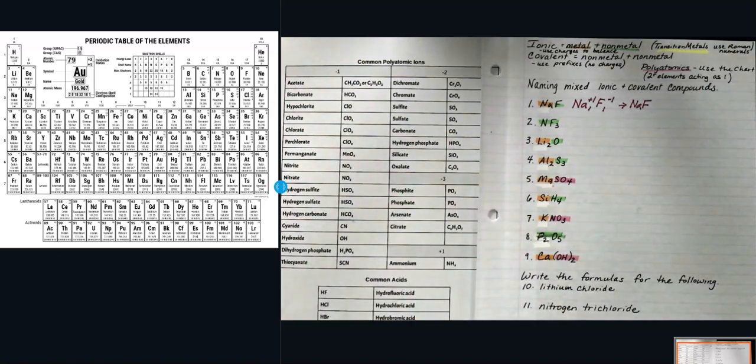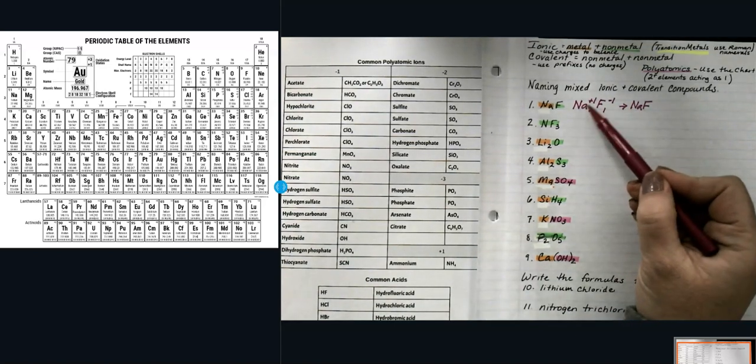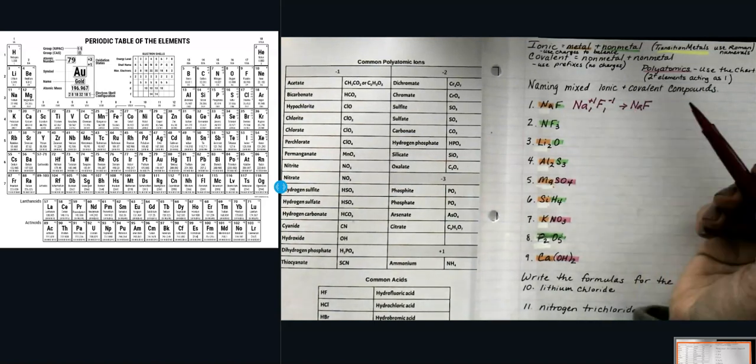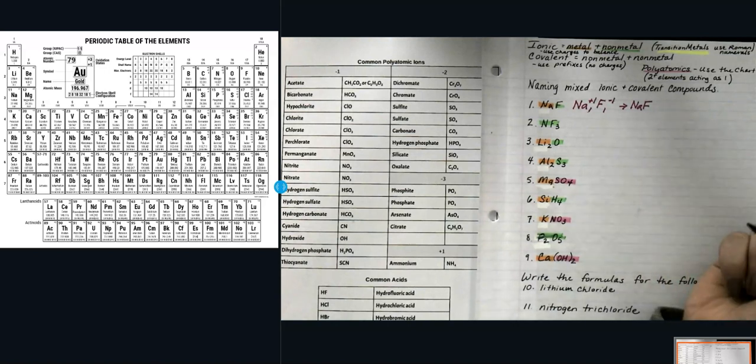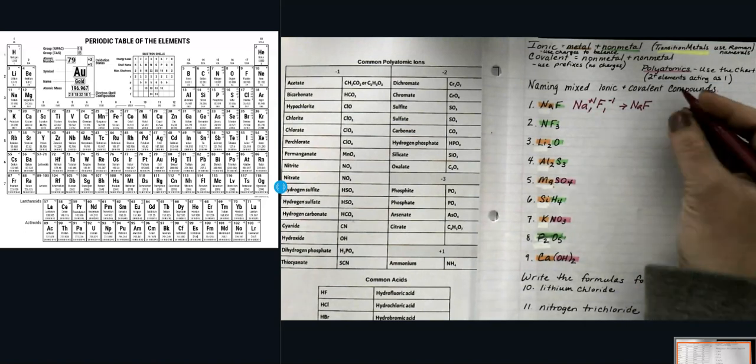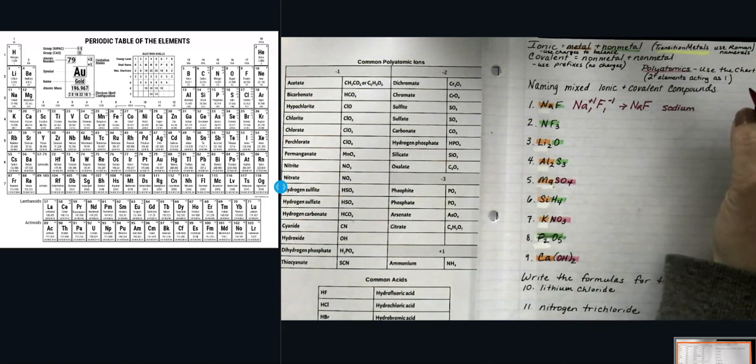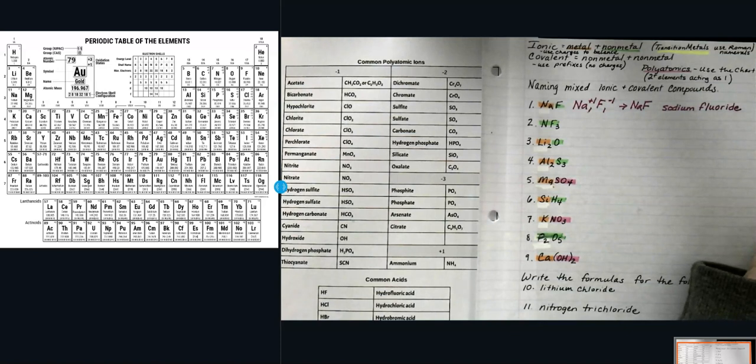So number 1, we have already shown how we balance this. So sodium has a charge of +1. We got that because it's in the first column on the periodic table. Fluorine has a -1. We just cross those numbers and it becomes NaF. But this says to name them. So if we look on our periodic table, it says that Na is sodium and F is fluorine. Once it combines, it's going to form an ion, and so we change that ending, fluoride. Remember, if it's an ite or an ate, it's going to be over here on this polyatomic ion chart.